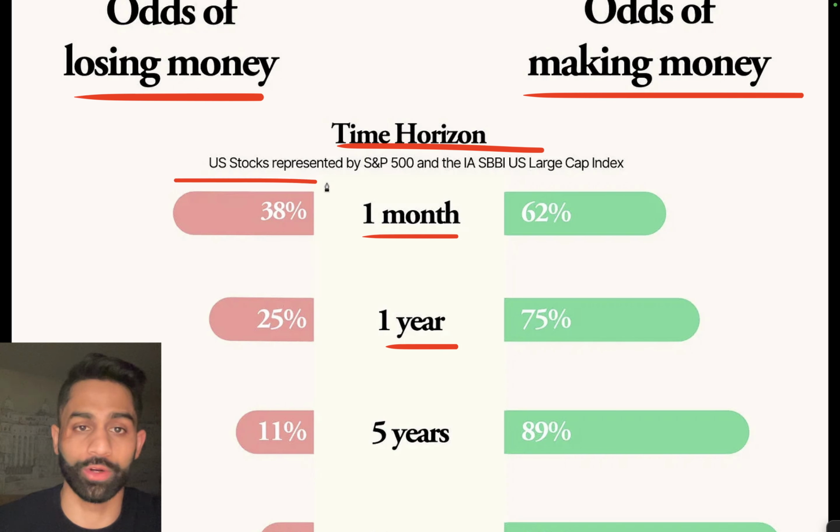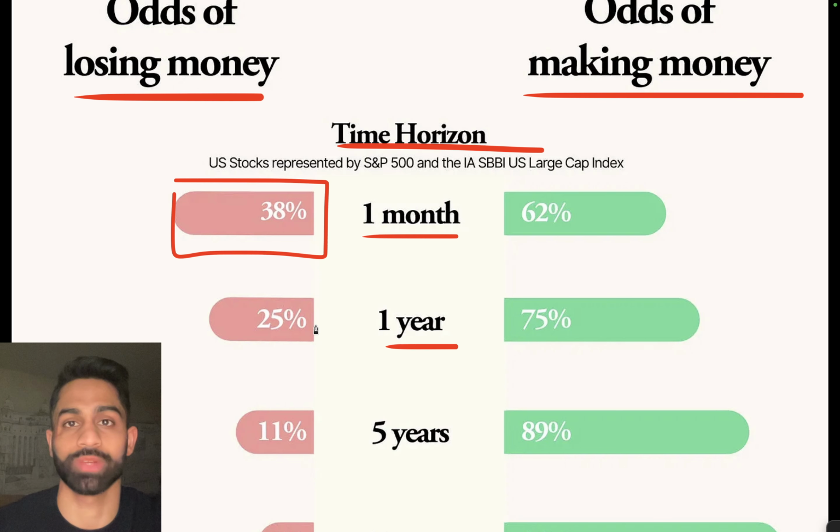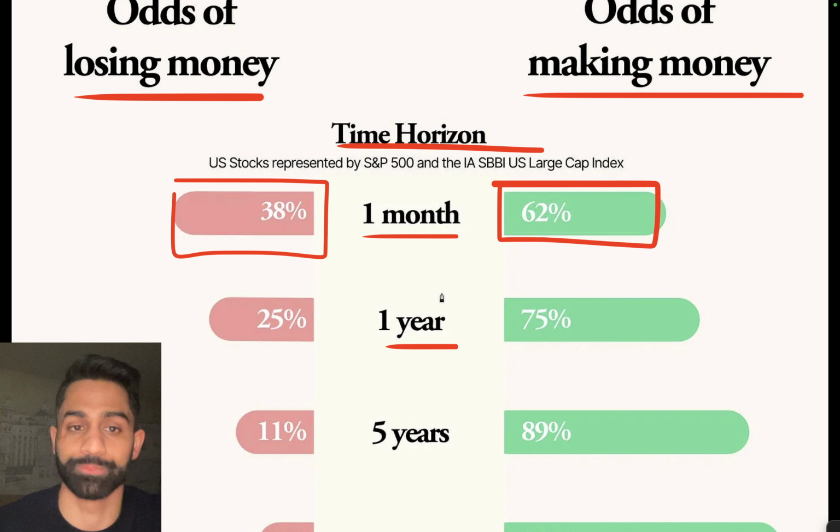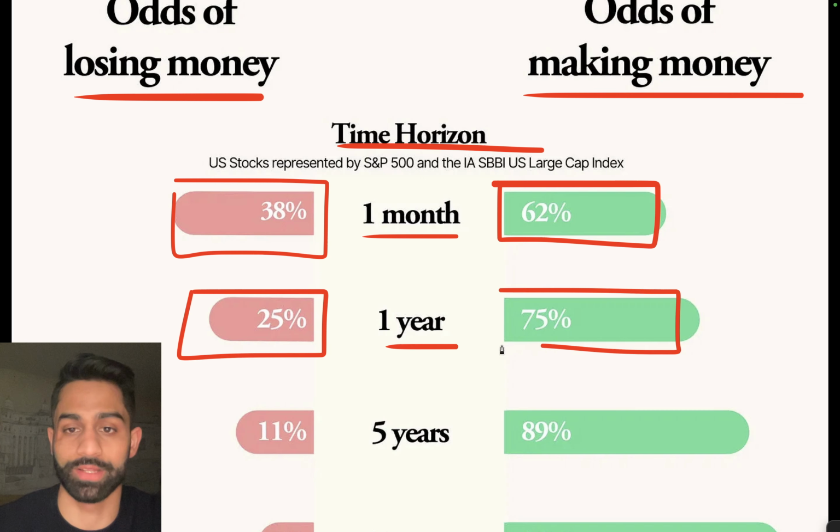Look at the probability of losing money, 38%. 38%, it's a really high probability, and 62% probability that you make money. 25% in 1 year that you lose money, and 75% that you make money.